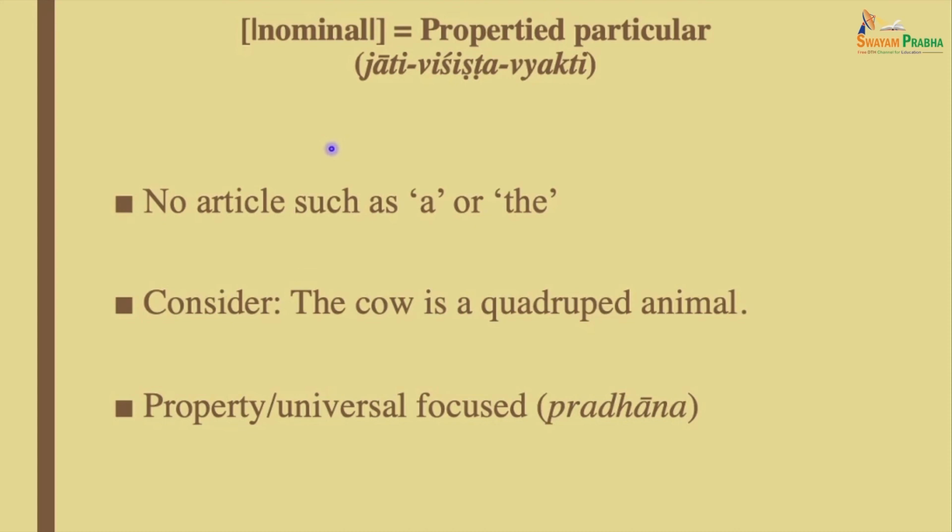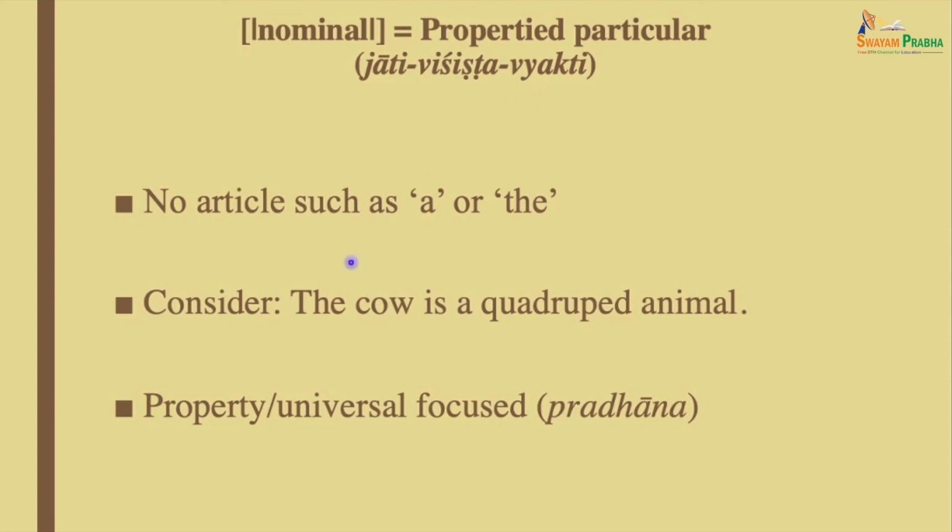Difficult to say. The Naiyayika's answer is that it is the propertied particular. It is the propertied individual, or the individual with the universal. How does it work? When you compute the meaning, depending on the context, you decide or you read the meaning either as an individual or as a universal.